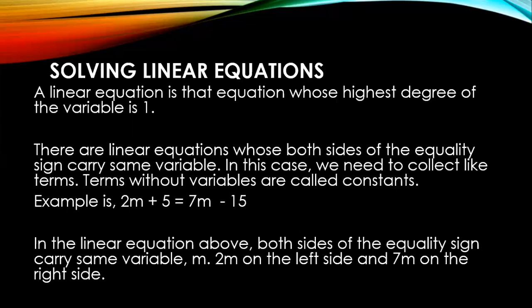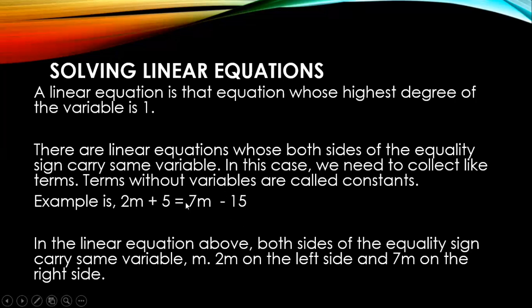And going further, there are linear equations whose both sides of the equality carry the same variable. Look at this example. We have 2m plus 5 equals 7m minus 15. You can see the left-hand side of the equality sign carries this term 2m, and then if you come to the right-hand side you see 7m. This is another term, 7m. This left-hand side has m, this right-hand side has m, right? In this case, what we need to do to find the value of m is to first collect like terms.